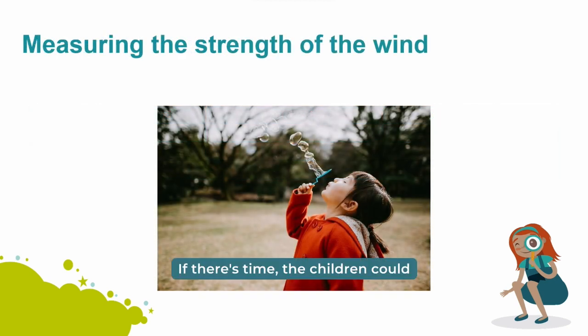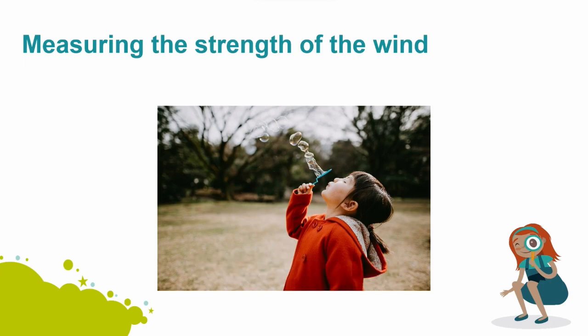If there's time, the children could measure how quickly the bubbles travel a set distance, such as 3 meters, in order to compare the strength of the wind in different places in the playground. The quicker a bubble travels 3 meters, the stronger the wind. The children will need to measure out 3 meters in the direction in which the bubbles are traveling, and then time how quickly the bubbles get to this point.